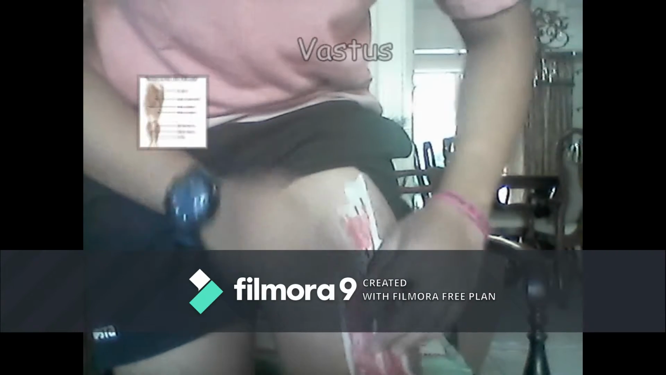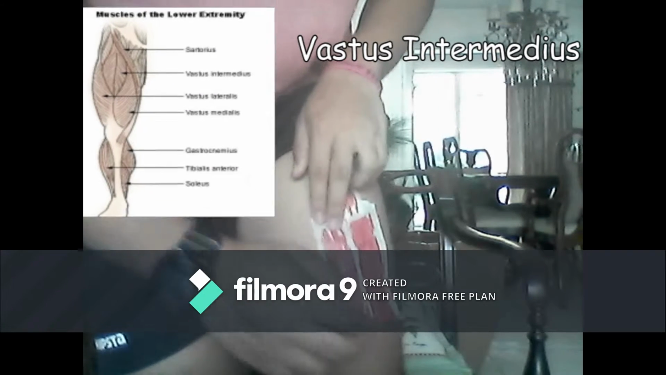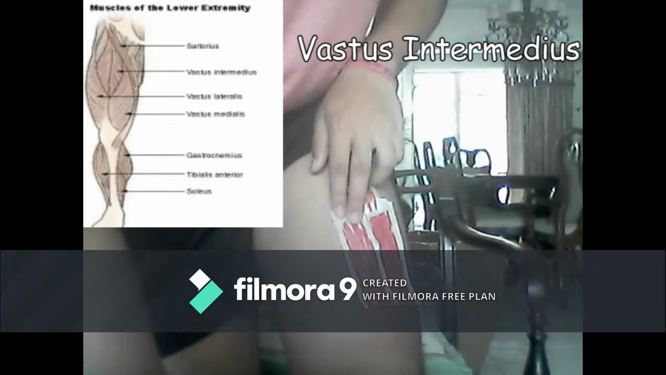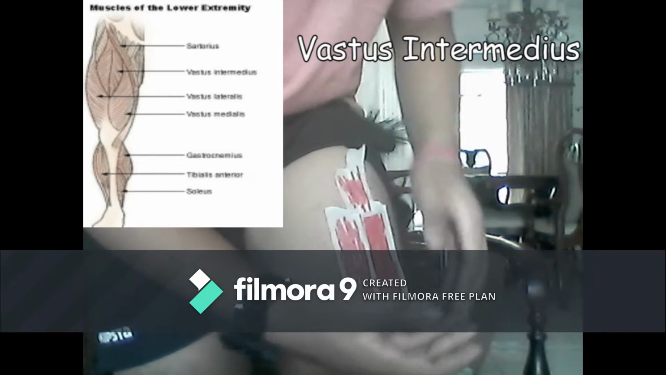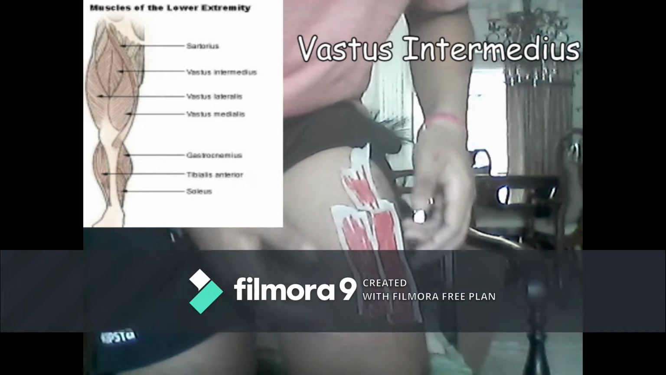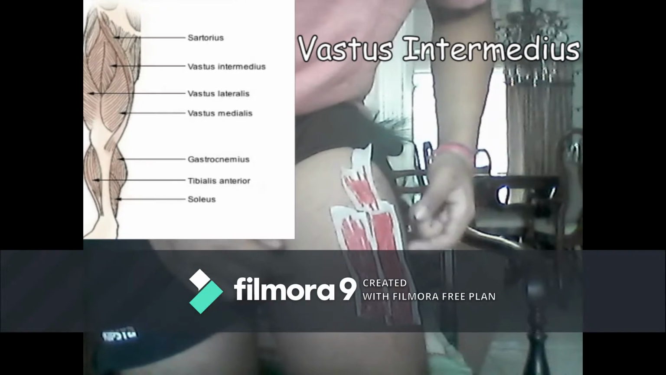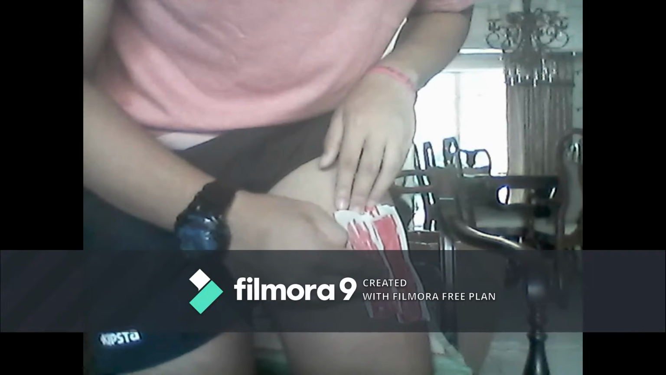I'll be talking about the vastus intermedius right here. And the vastus intermedius originates from the anterolateral femur and is inserted from the quadriceps tendon. So the action of the vastus intermedius is that it also helps in the extension of the knee joint.